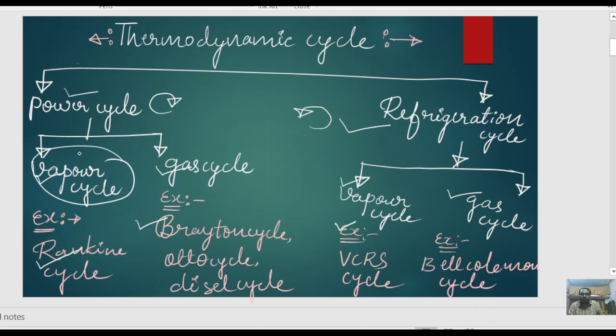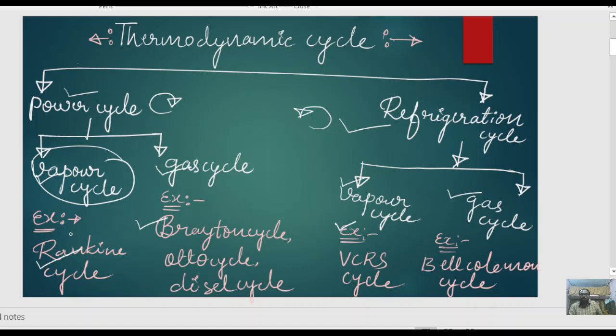Okay, the power cycle is broadly classified into two types. First one is vapor cycles, second one is gas cycles. In the same manner, the refrigeration cycle is broadly classified into two categories. First one is vapor cycle, second is gas cycle. Okay, what is meant by power cycle? Power cycles are work producing devices, let us say a turbine. In the refrigeration cycle, these are work absorbing devices like a refrigerator.